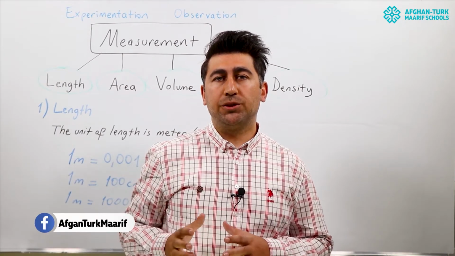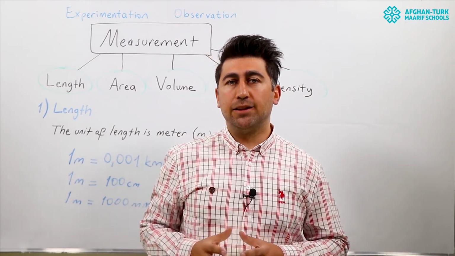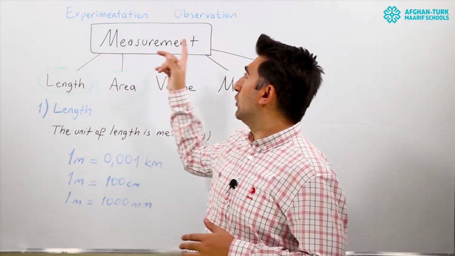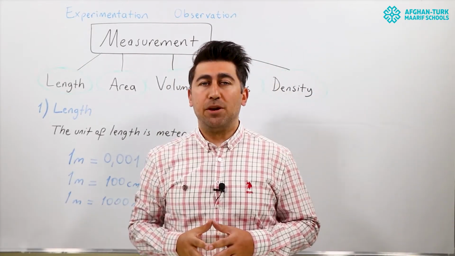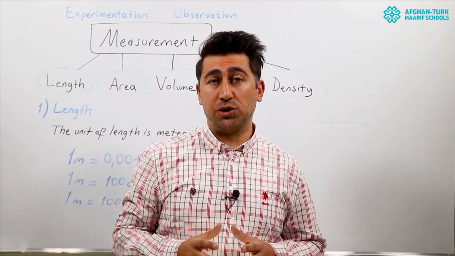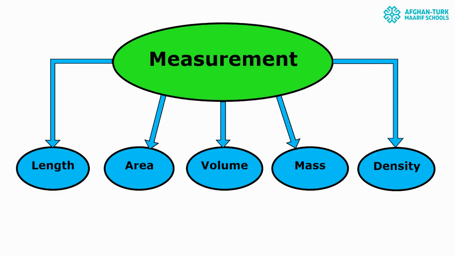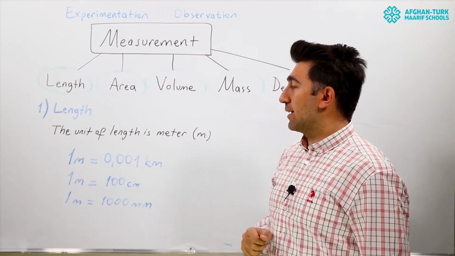Measurement is one of the three scientific methods we use in science. The others are experimentation and observation. In measurement, I will give the 5 fundamental magnitudes which we often use in measurement. And these are respectively length, area, volume, mass, and density. So let's get started with length.